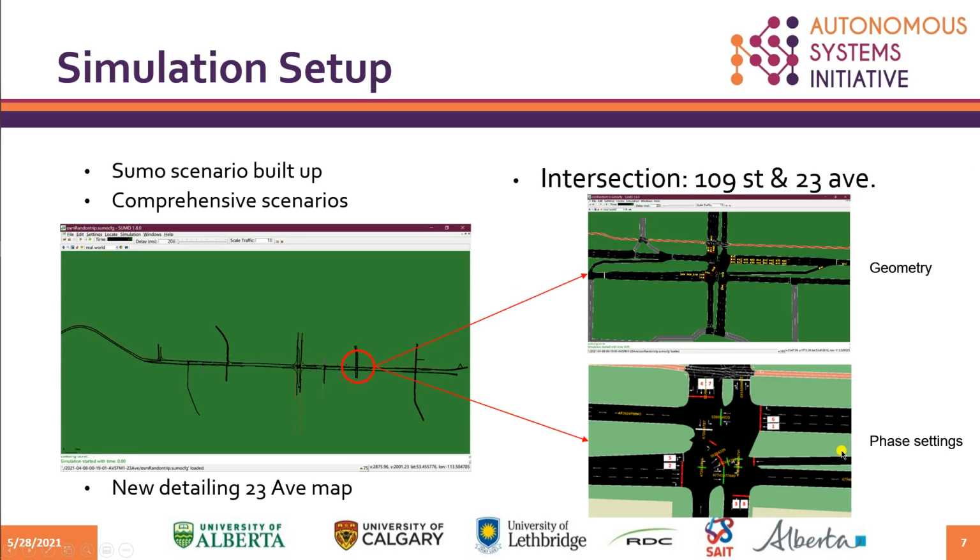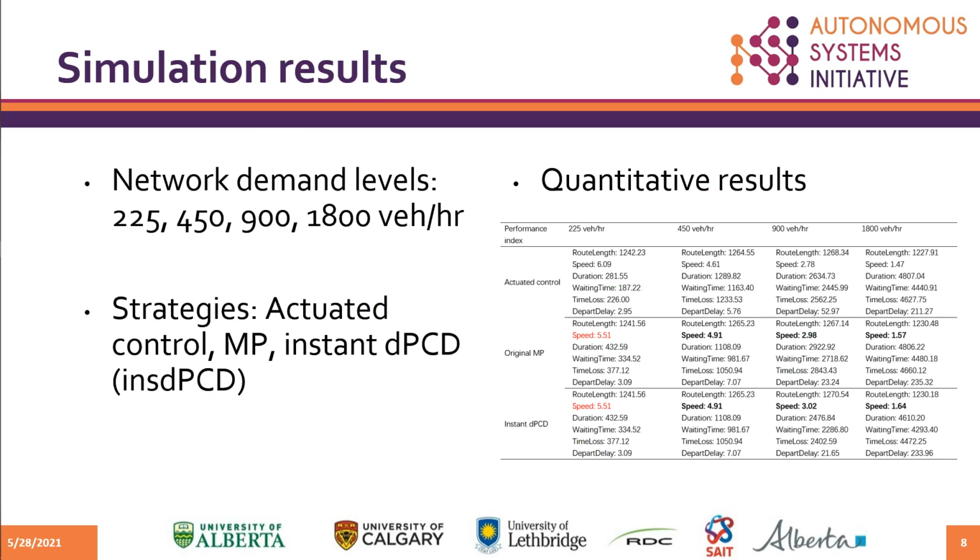Then we test our method in 23W within the active test bed as shown in the left figure. Several comprehensive scenarios are included here for the validation. The target intersection is the downstream 23W intersection as shown in the red figures. The upstream shows the geometry, and the downstream shows the phase setting. Simulation is conducted by SUMO simulator and Python script. Then simulation results are presented here.